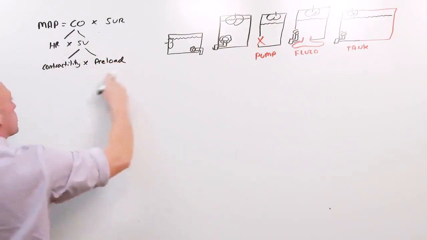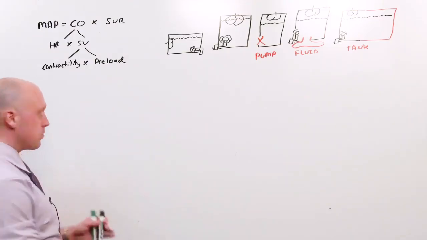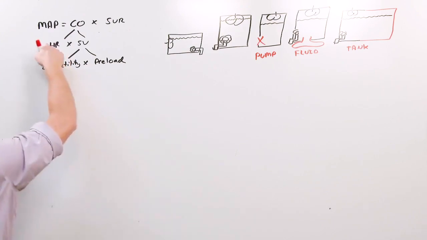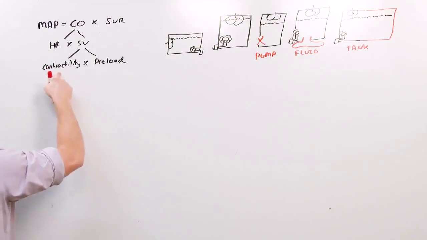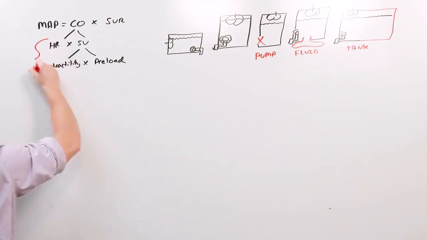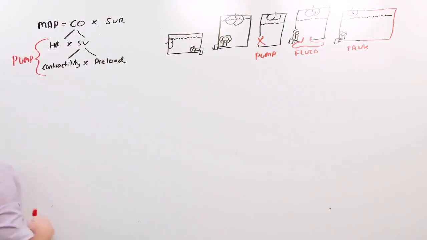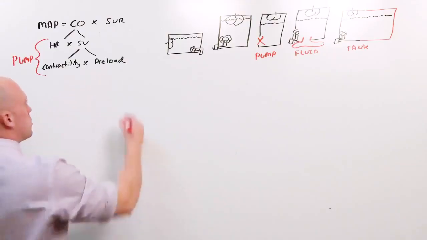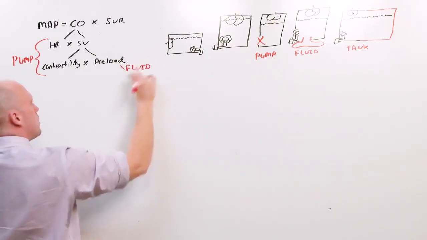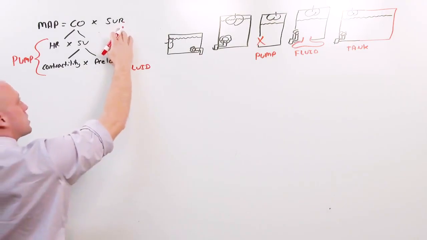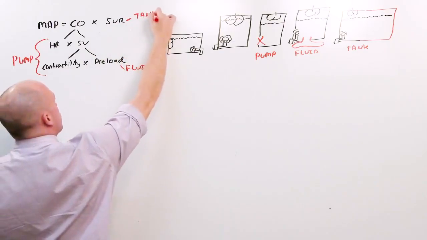We can go around this equation and see how it links up to our tank method. If there's a problem with the heart rate, either too fast or too slow, or a contractility, there's not enough squeeze, you're talking about problems with the heart, that is, the pump. Issues with preload are going to be problems with fluid. And problems with systemic vascular resistance, too much vasodilation, is going to be the tank.